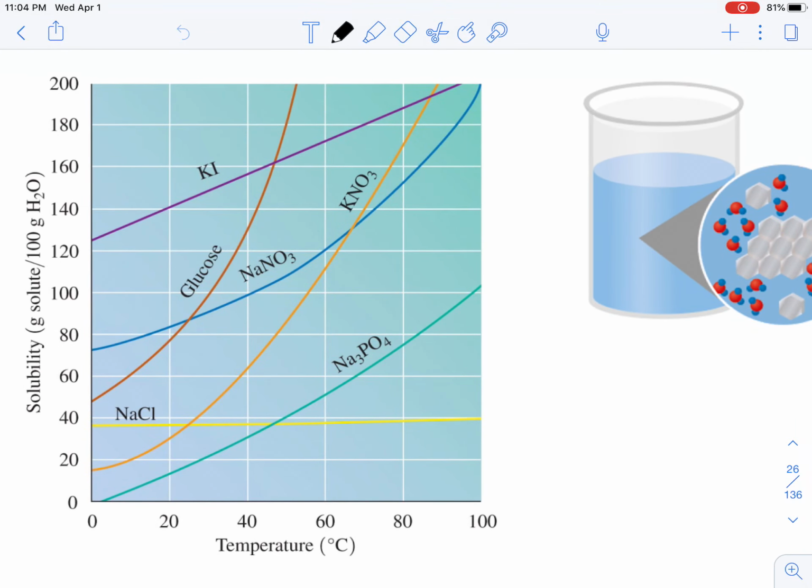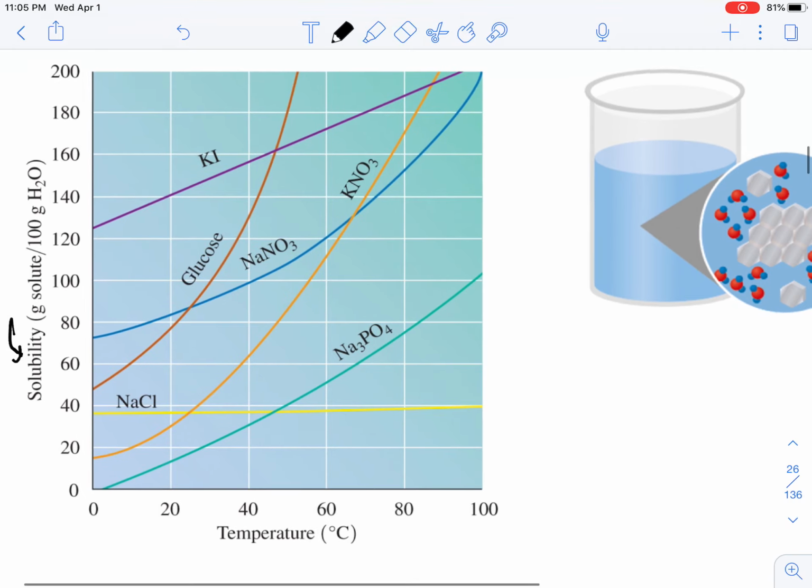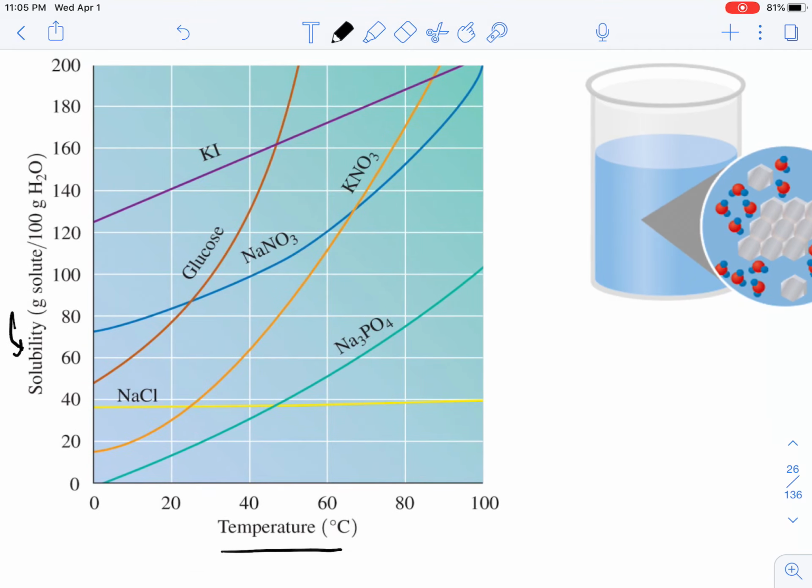And so on the y-axis, it's describing the general solubility, and it's quantifying it in terms of grams of solute per 100 grams of water. And so if you look at the x-axis, the temperature is increasing from left to right. And so this is telling us that as we increase temperature, will the solubility increase or decrease?